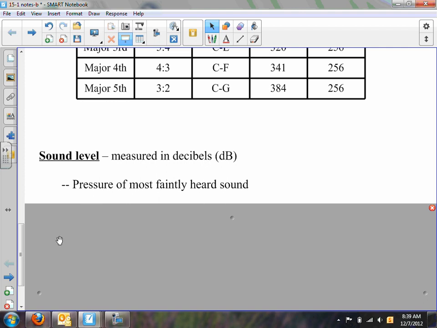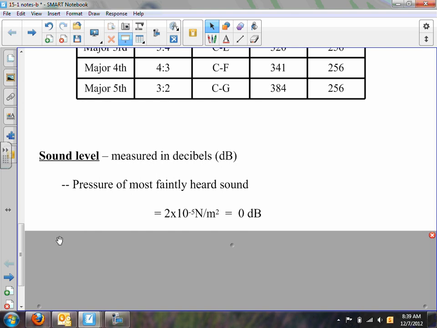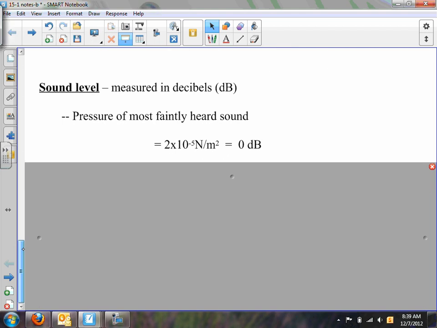Look, 0 decibels has a pressure of 2 times 10 to the negative 5th newtons per square meter. And every 10 times increase in the pressure results in a 20 decibel increase.